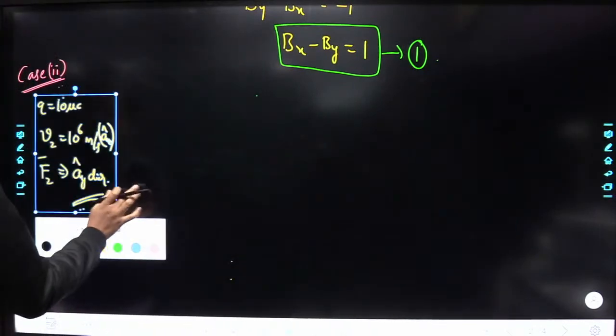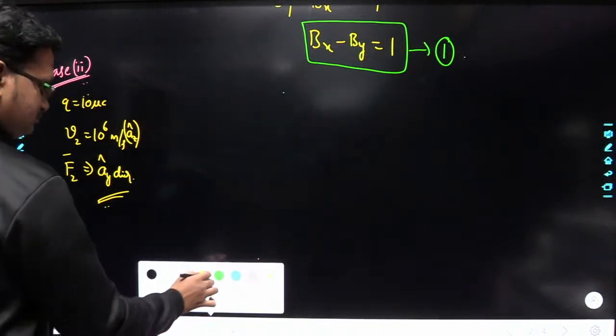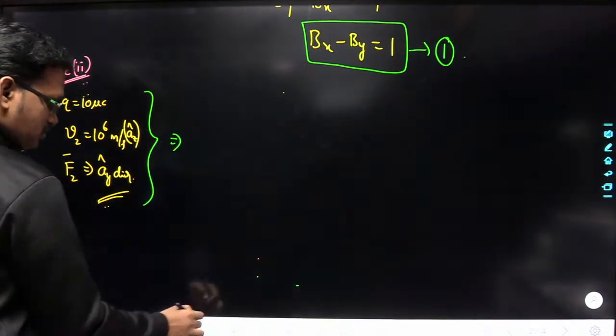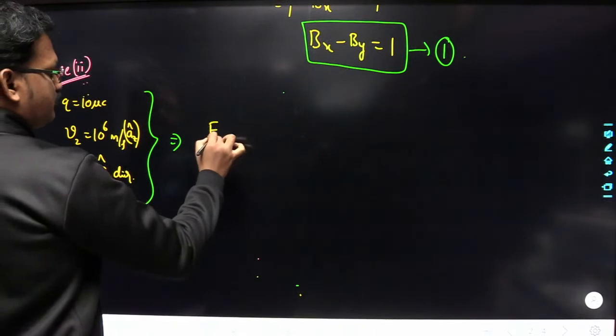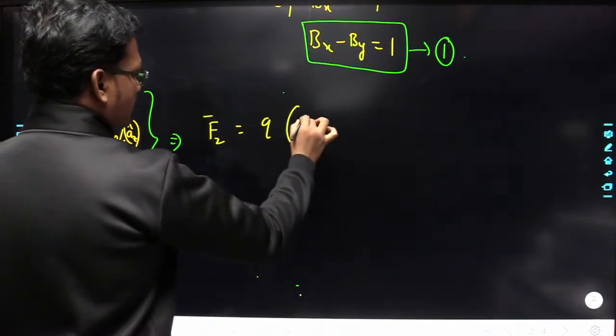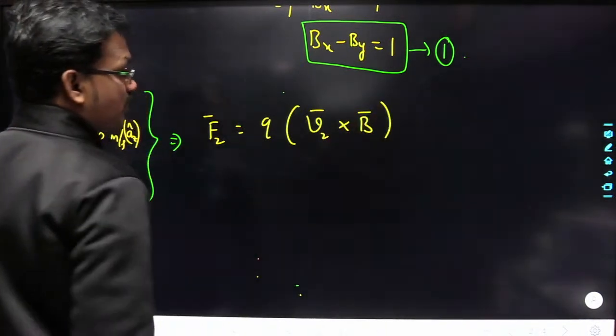Okay, for case 2, this is the data they have given. So here also you can apply the Lorentz force equation, right? So what are you going to get? F2 bar is equal to Q into V2 bar cross B bar, V2 bar cross B bar.